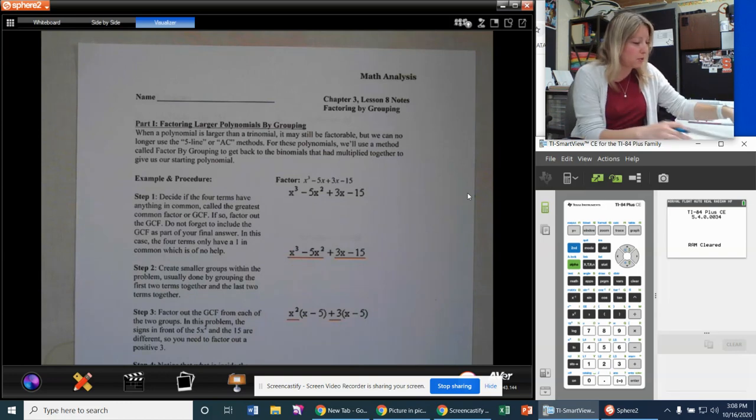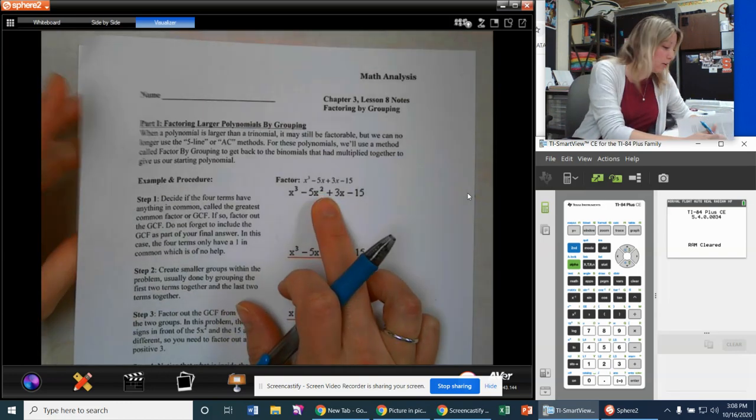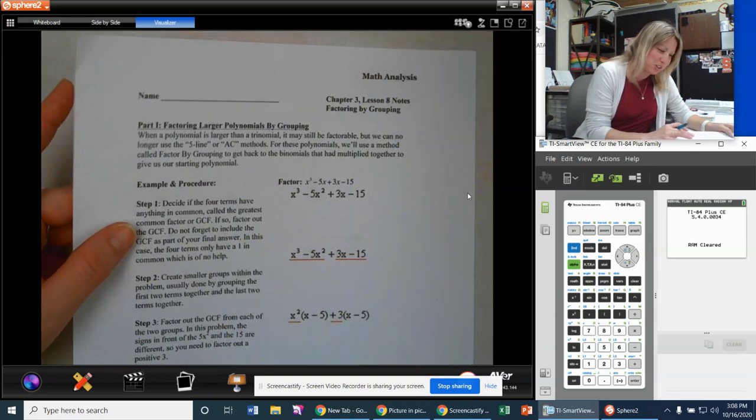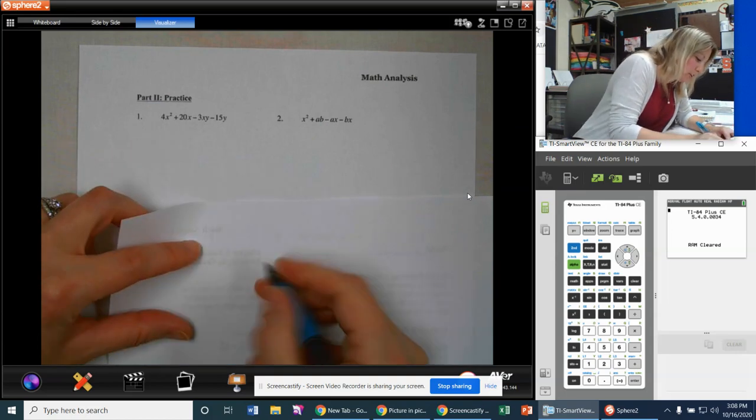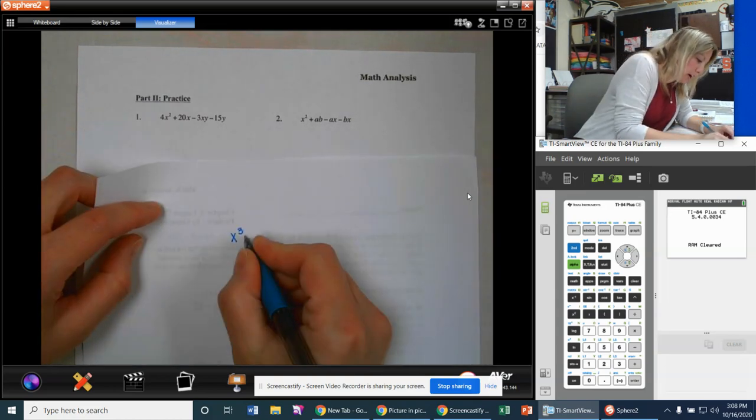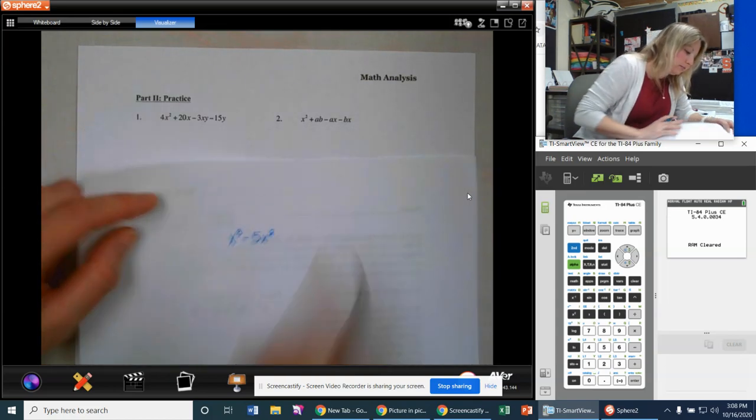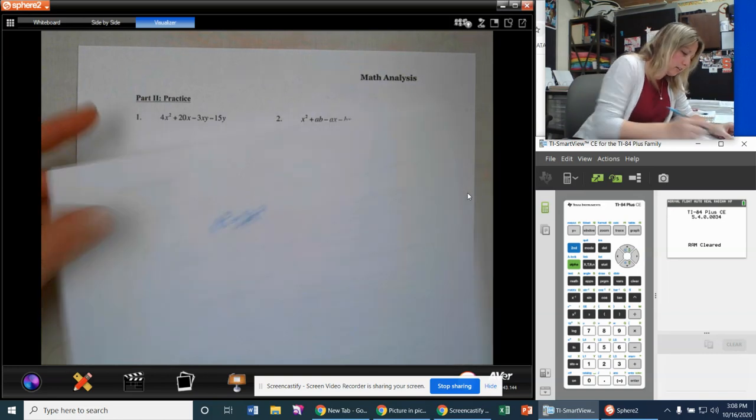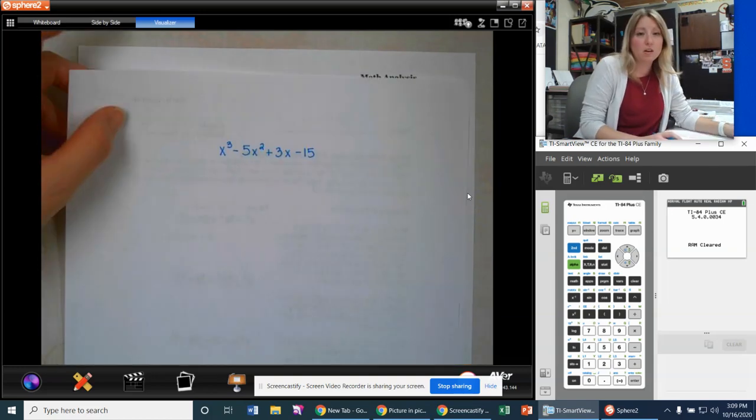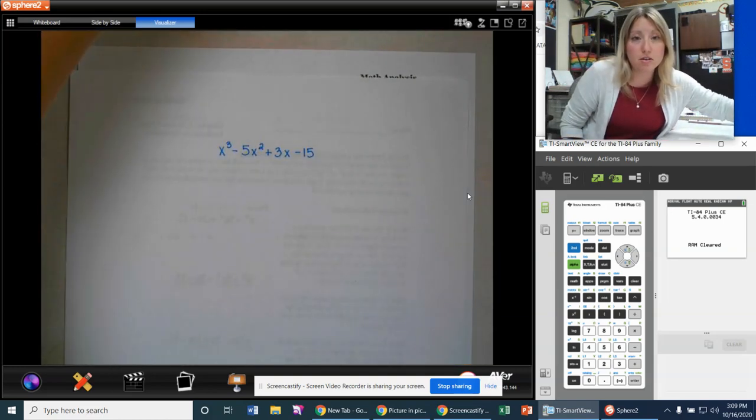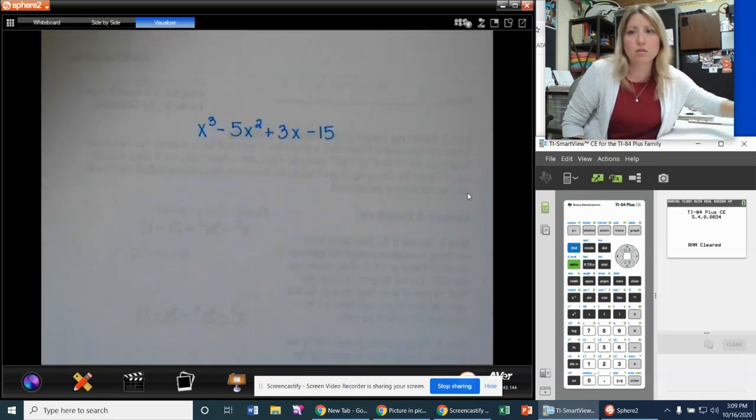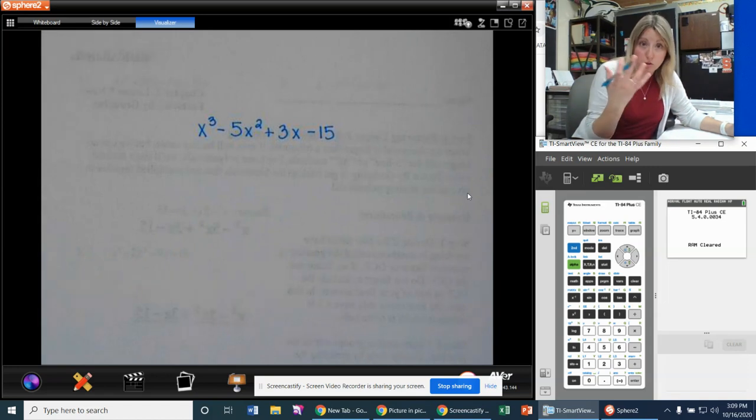What I am going to do is rewrite this particular quadnomial that we're dealing with, and then go through and show you how I factor by grouping with it. So x cubed minus 5x squared plus 3x minus 15. Anything that I'm doing here is written in the notes, and you can go back and read the notes at a later time. So anything I'm doing, you know what's going on, right?